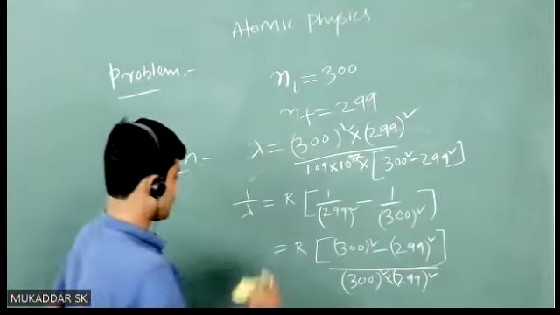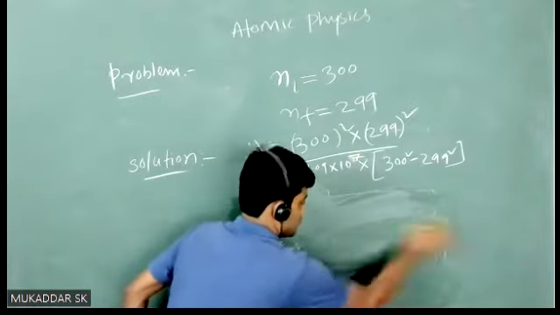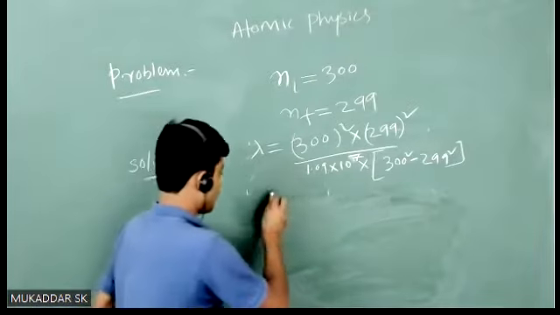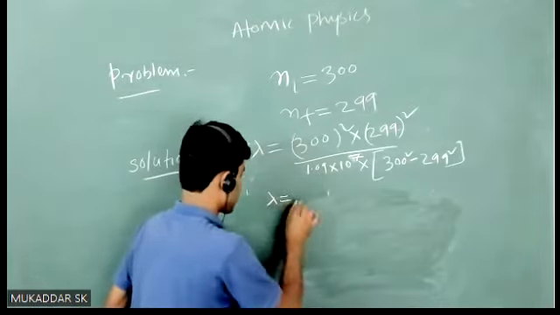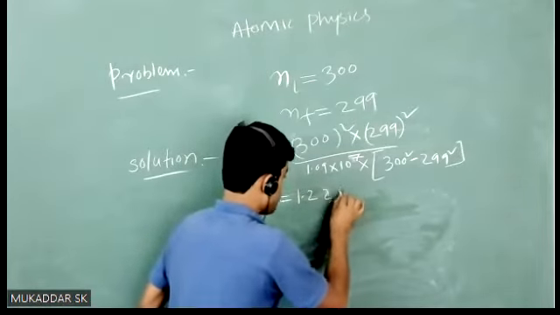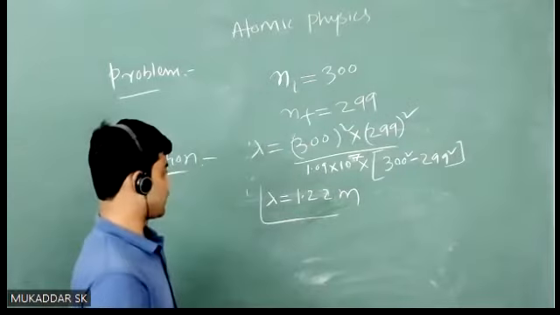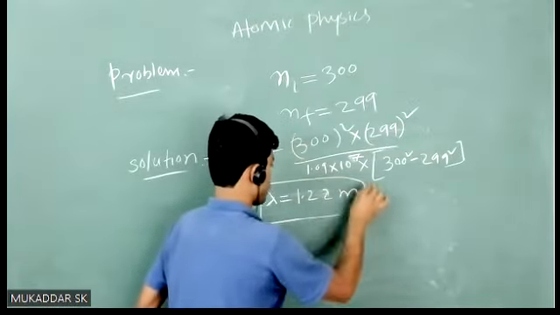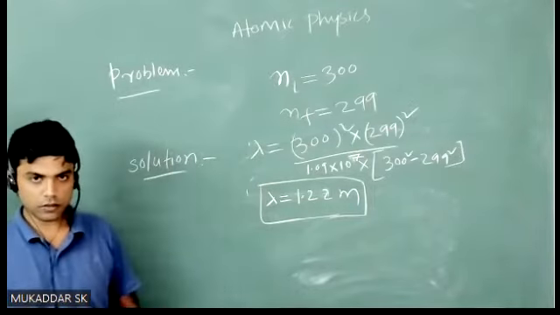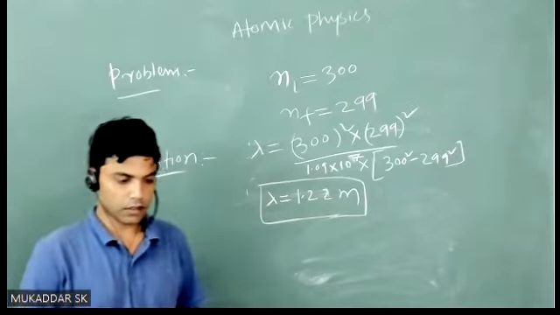If you do this calculation, you will basically get lambda equals to 1.22 meter. You can see that wavelength is very large, 1.22 meter. Did you get this question? Solution? Any doubt? Any doubt, Karthik? No, sir. Did you get?